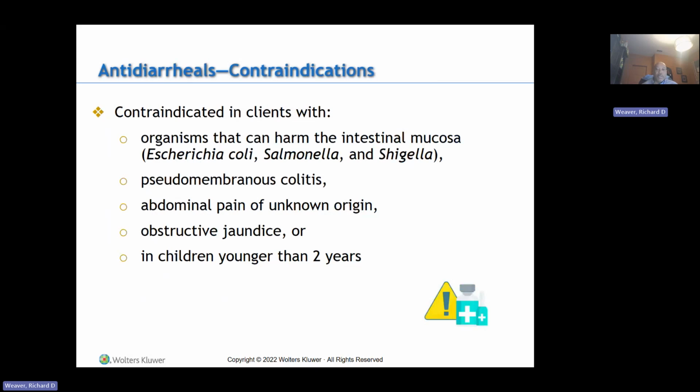All right. Now, antidiarrheal drugs are contraindicated in children younger than 2 years of age as well. Now, when taking over-the-counter antidiarrheal drugs, if the diarrhea continues for greater than 2 days, the patient should discontinue their use and get a hold of the primary care doctor to figure out what's going on. Could be something more serious.